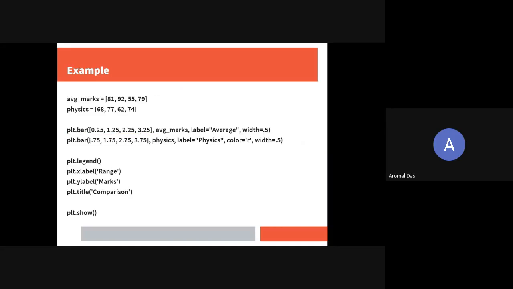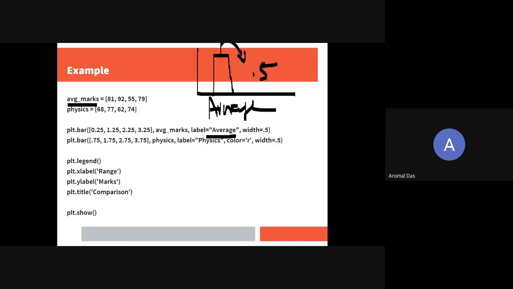first we can print average mark. This one is average mark. Then the label of that bar graph is average. Here we will print average and its label will be average. And the width of this bar is 0.5. Okay, next one we are plotting physics. So physics will be printed here like this bar, the label is physics and the color of physics is red.